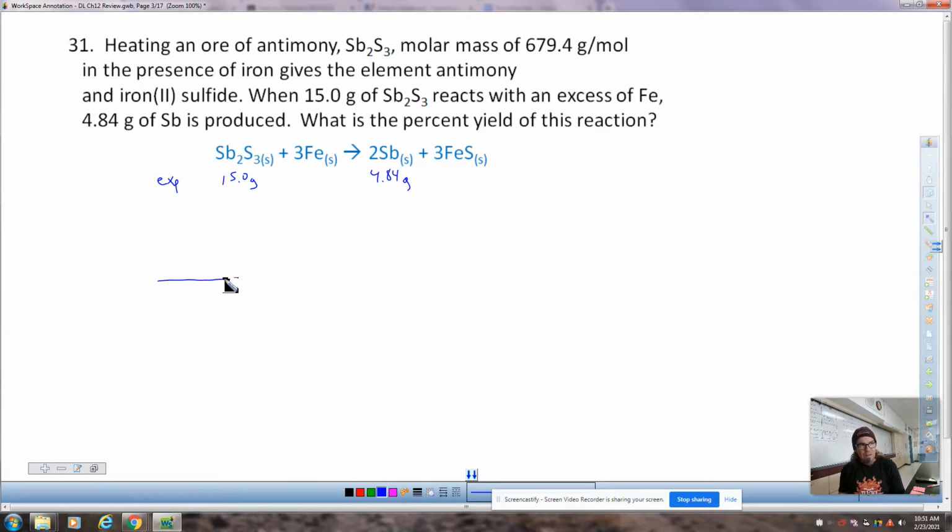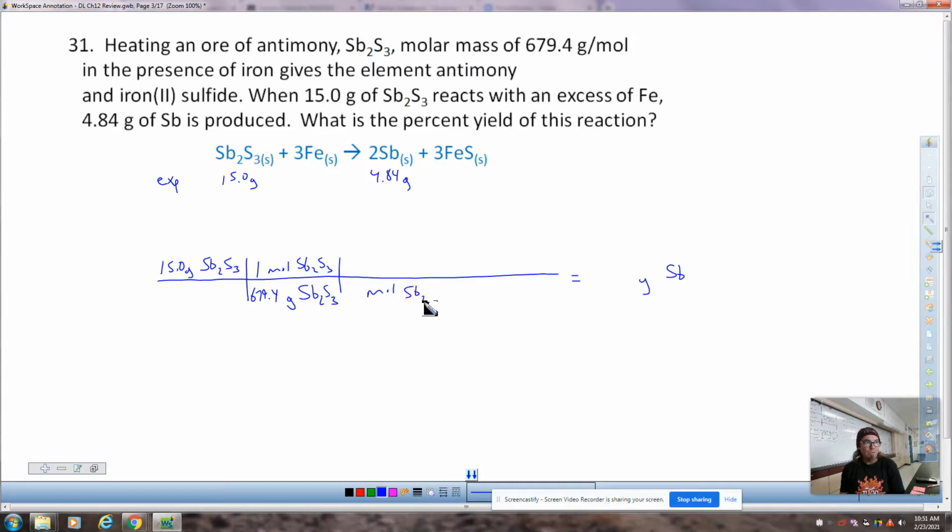All right, so theoretically, 15 grams of antimony sulfide probably is supposed to produce more antimony than 4.84. The only way to tell for sure is to work that conversion table and end up with grams of antimony. So step number 2 is we're going to get out of grams of Sb2S3 and get into moles of Sb2S3. Periodic table. Oh, no, not periodic table. Given in the problem, 679.4 grams per mole.